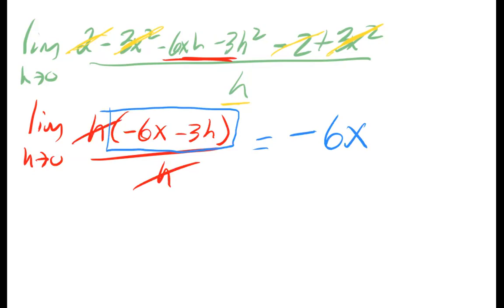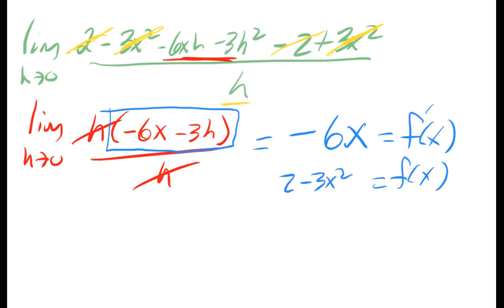Now, if I wanted, and once again, remember, this is f of x, f prime of x, if f of x is 2 minus 3x squared. So if I wanted to find the derivative at 10, it would be negative 60. If I wanted to find the derivative at negative 2, it'd be 12. So you see, I can use this to find the derivative at any point of this curve very easily. You see why that's more helpful?